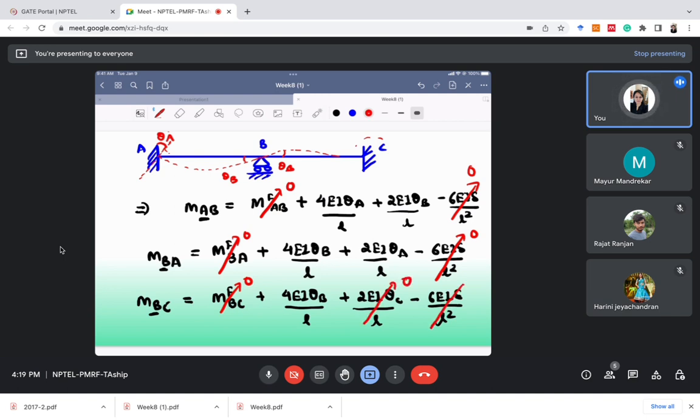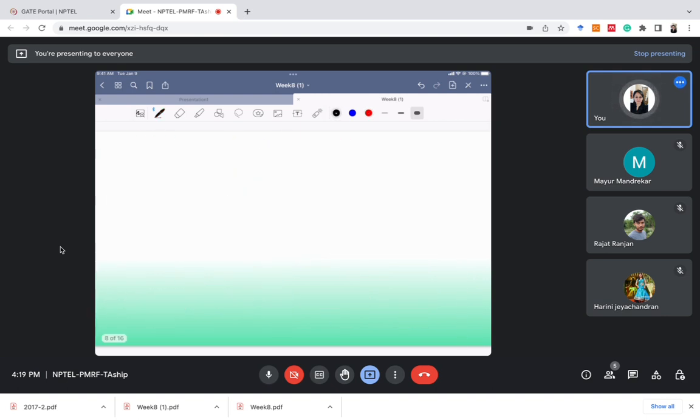Delta is 0, also 0. Why? Because there is no settlement of support. Okay, so I think these equations are fine. We can also write it for MCB if you want. So let's write it for MCB also.